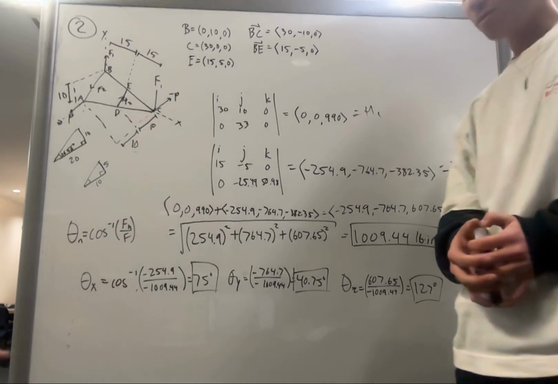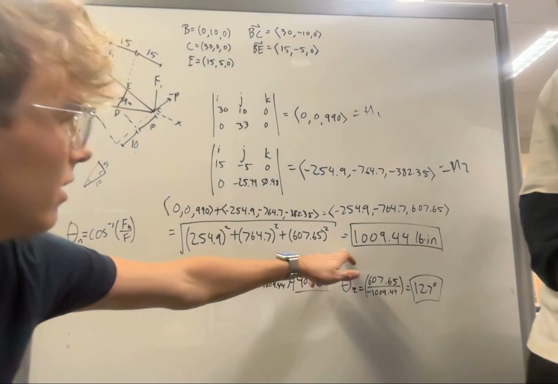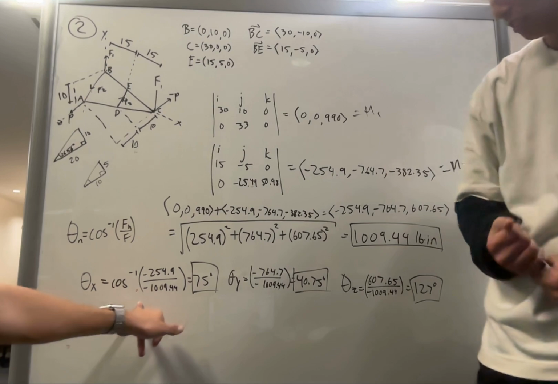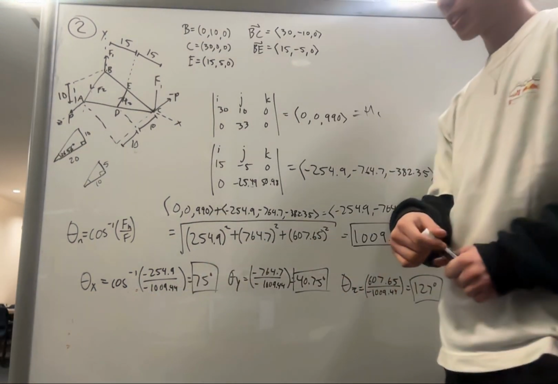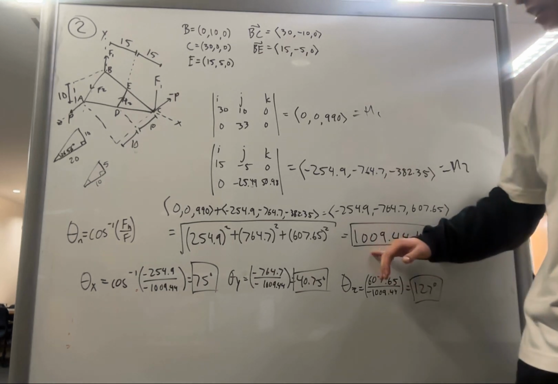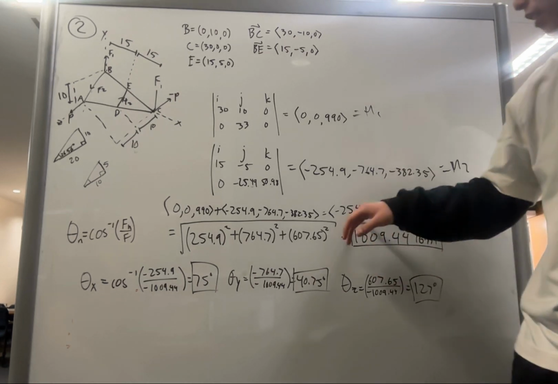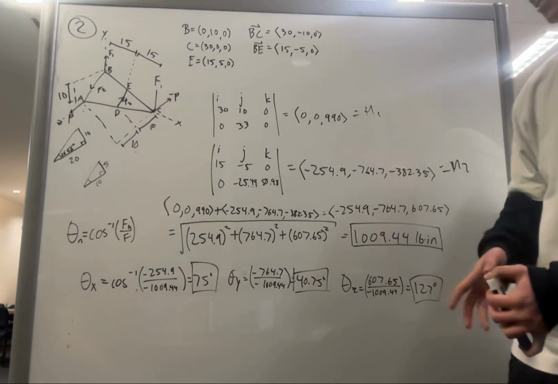Okay, so I noticed your moment magnitude was 1009, and then you were using negative right here. What was the reasoning for that? So at first I did positive, but I was getting the wrong answers. But I realized that this is just the magnitude, so this is positive. But since we have negative x and y values, it's like a negative magnitude.